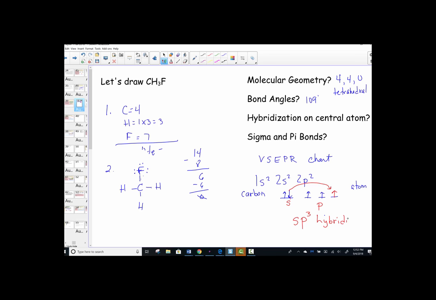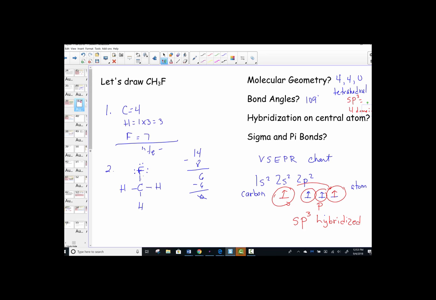We can now see that we have 4 spots. If this one is removed, we have 4 spots open and available for bonding. This is a covalent bond to hydrogen. 2 more covalent bonds to hydrogen, and here would be the spot open to bond with the fluorine. Any tetrahedral molecule is sp3 hybridized. Anytime you have 4 electron domains around the central atom, you know that it's sp3.